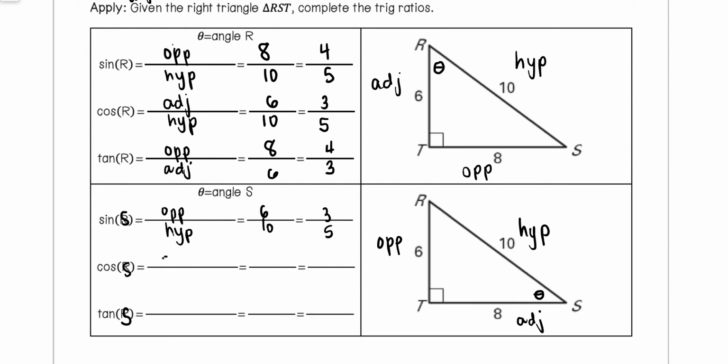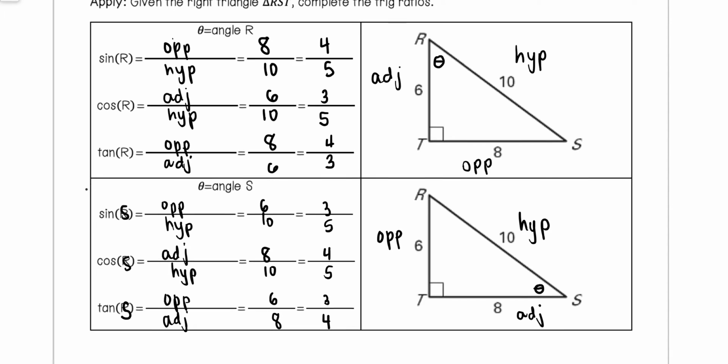Then we have our adjacent over hypotenuse. Adjacent over hypotenuse here will be 8 over 10, which is 4/5. And then our opposite over adjacent for our tangent, so TOA in that SOHCAHTOA phrase, our opposite side was 6 and our adjacent side was 8, and that will simplify to 3/4. So notice how some of these were changed based on where theta was in the triangle.